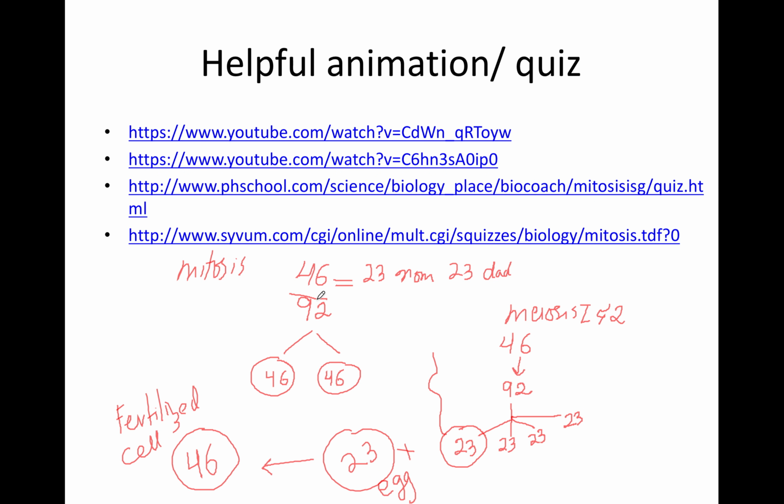But if your sex cells had 46 chromosomes, then your cells would have double the amount of genetic information when you had an egg fertilized by a sperm. So this is extremely important for you guys to know how many cells are produced at the end of each of these processes, and how many chromosomes are present in each. And that's about it.